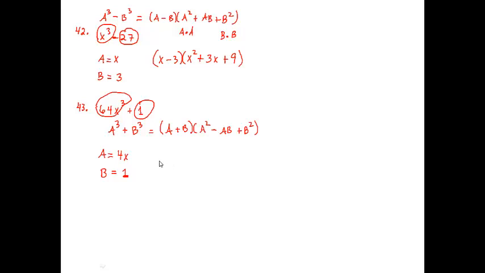Once you have the a and the b, all you gotta do is fill it in. So this becomes 4x plus 1 times, well again, a squared means a times a. So 4x times 4x is actually 16x squared minus a times b, which is 4x plus 1, and that also is factored.